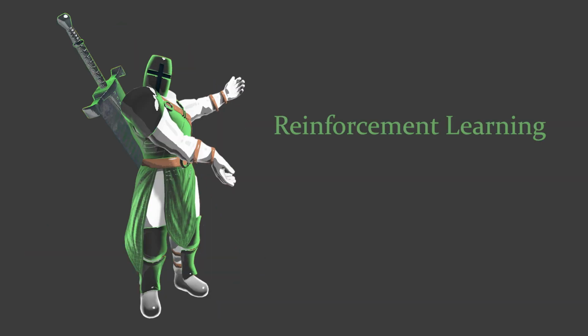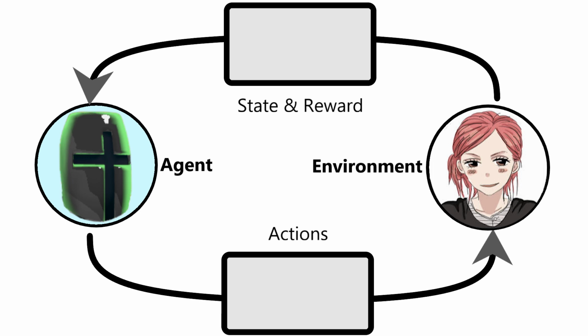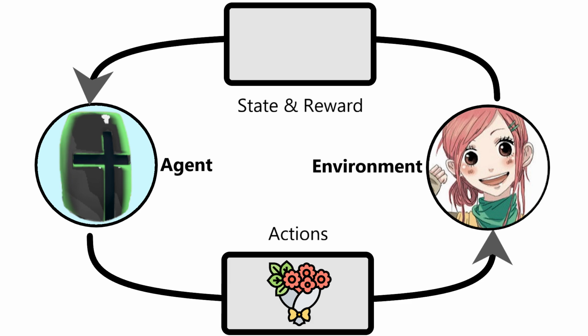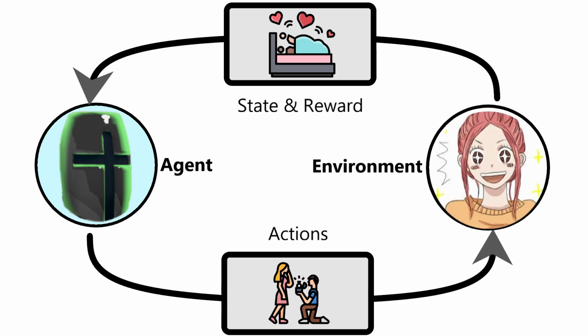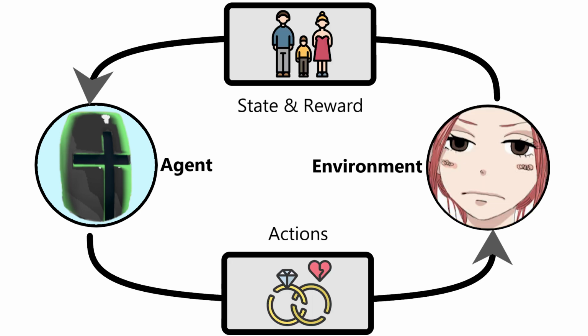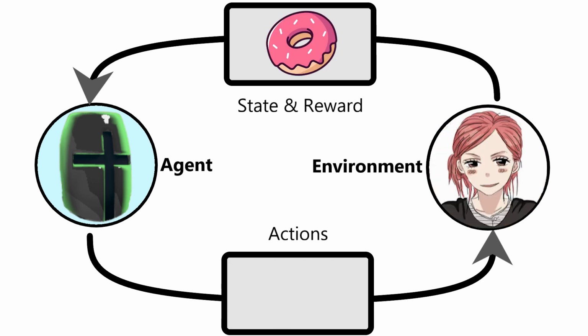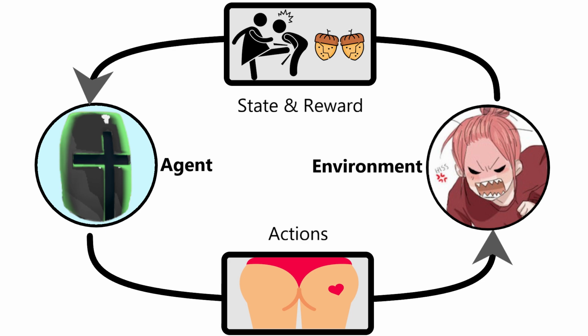Next, reinforcement learning. Well, it's like how your girlfriend treats you according to your behavior. If you buy her some flowers on Valentine's Day, you may get a kiss. If you buy her a ring and propose, you may get to have sex with her until you two have a kid and finally get divorced. But if you see her eat donuts and you go like, "Eat your vegetables, fat ass," you will most likely get kicked in the nuts.